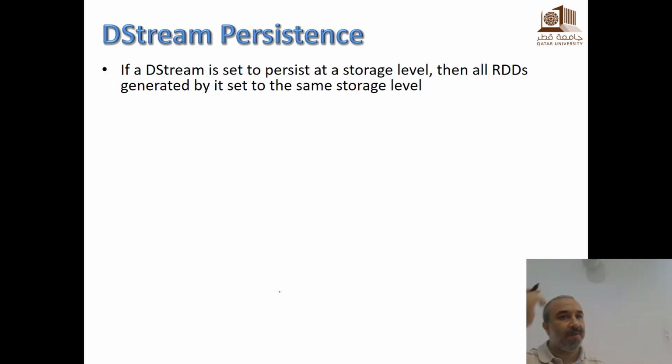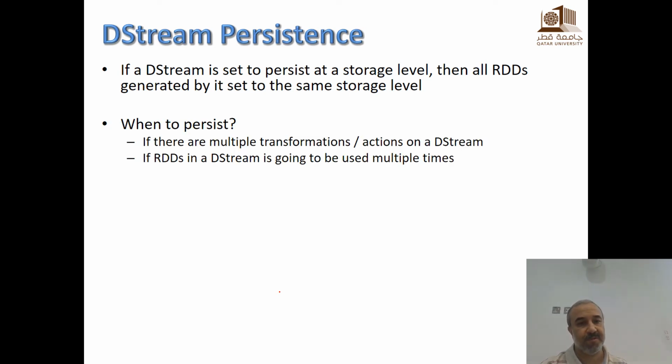So we saw the mapping in lineage graphs. This is also in persistence. That's applied, of course, because the DStream is a stream of RDDs. Whenever we say this will persist at some level, then all the RDDs in that stream will be persisted at the same level.